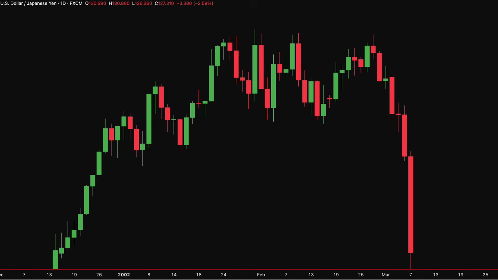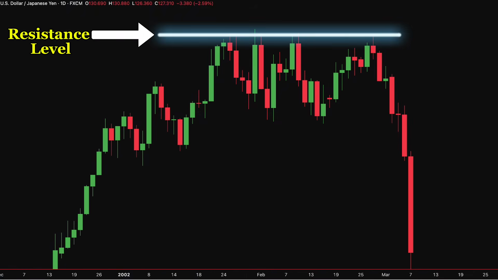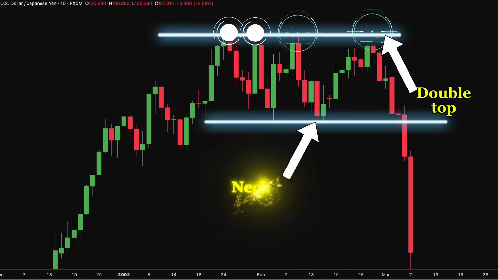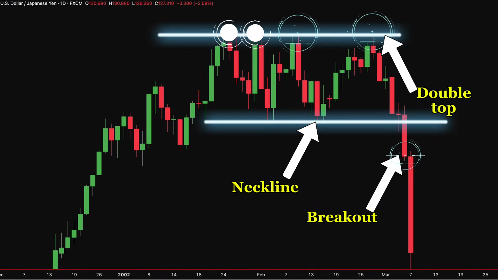The same logic applies in reverse. Identify a key resistance level marked by previous highs or turning points. As price returns to that level and fails to break higher, a double top forms. You then mark the neckline at the recent swing low. Once price breaks below this neckline and prints a lower low, the trend change from bullish to bearish is confirmed. This opens the door to short entries on lower timeframes.